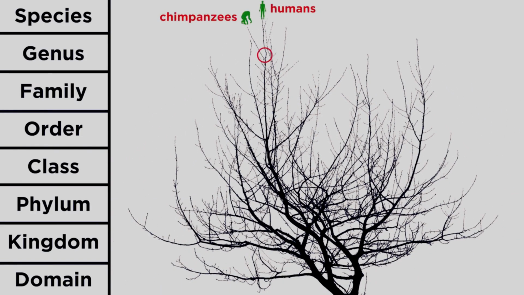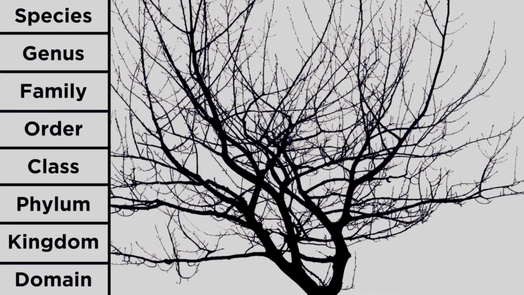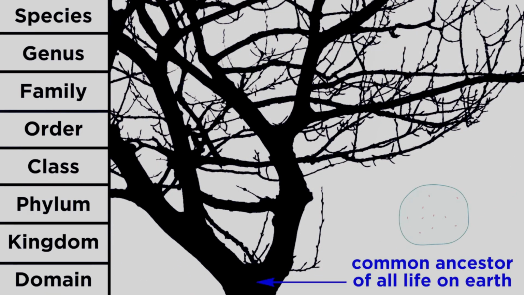So humans and chimpanzees, whose branches are very close to one another, diverged from a common ancestor only a couple million years ago, whereas humans and jellyfish are much more distantly related, having diverged hundreds of millions of years ago, when all life was in the sea. If we get all the way to the bottom, the trunk of this tree marks the beginning of life on Earth, a single-celled organism that everything alive today is descended from.